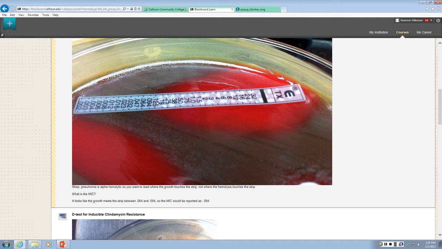So if you put it on there and you see some bubbles, you want to use some tweezers to try to get those bubbles out. But you want to read where the growth starts, not where the hemolysis starts. It looks like it's growing between 0.064 and 0.094. So I would report 0.094 as my MIC. And then I would have to look that up in my standard manual to see if it was susceptible or resistant.